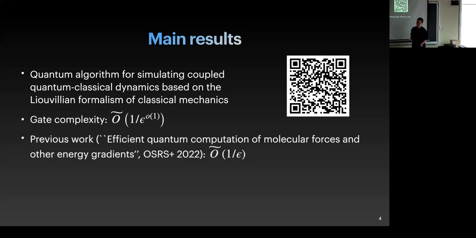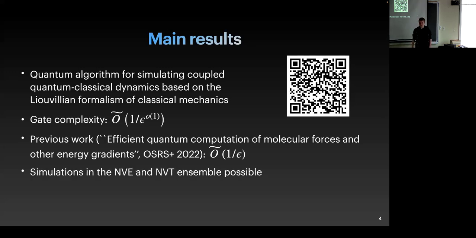Whereas previous work showed essentially a way to solve a very similar problem using order 1 over epsilon gates. That's what we refer to as the superpolynomial improvement in the scaling. We get the 1 over epsilon to the little o(1) scaling, whereas previous methods needed the 1 over epsilon scaling.